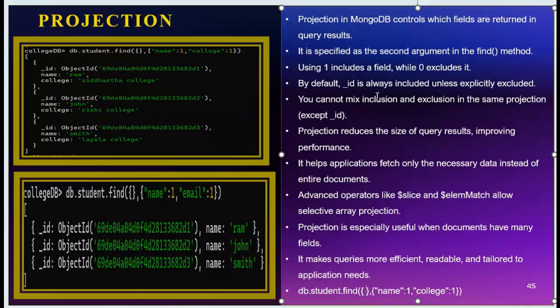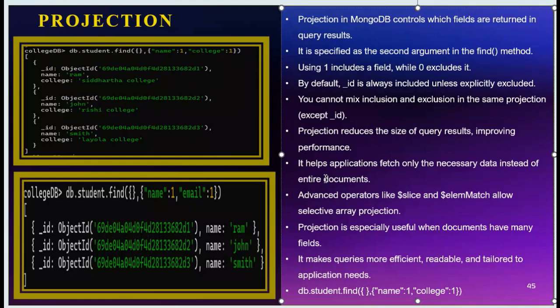We cannot mix inclusion and exclusion in the same projection. For example, if you define 1 for the name and 0 for the college, it will not accept and will show an error. So we cannot mix both.